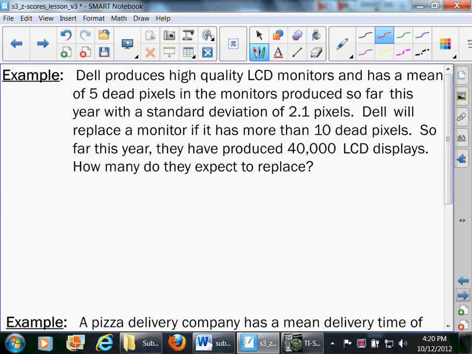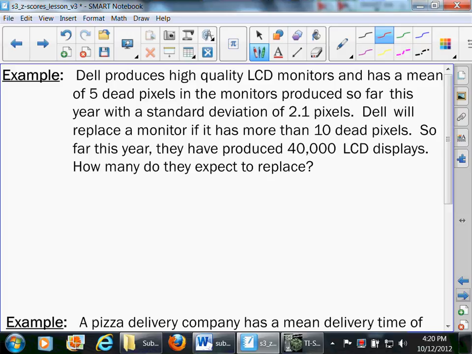So going on to the next question, Dell produces high-quality LCD monitors and has a mean of 5 dead pixels in the monitors produced so far this year, with a standard deviation of 2.1 pixels. Dell will replace a monitor if it has more than 10 dead pixels. So far this year, they've produced 40,000 LCD displays. How many do they expect to replace?